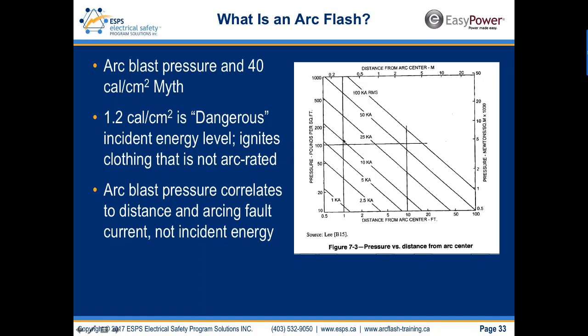So the key is we can work up to 140 calories per centimeter squared because there is an arc flash suit available from Oberon Company with that arc thermal performance value. Clothing, whether it's an ATPV of 8 or 140, performs the same: 50% probability of the onset of a second-degree burn. So again, arc blast pressure correlates to arcing fault current and distance, not incident energy level.